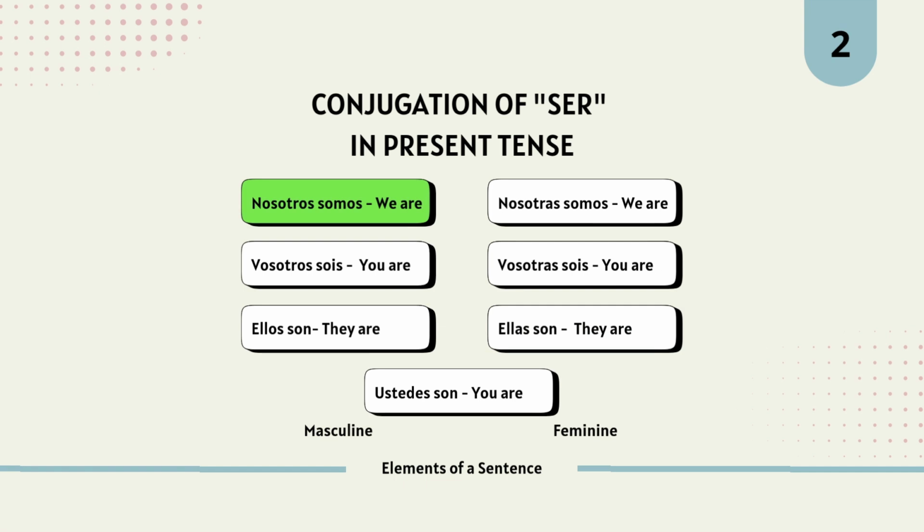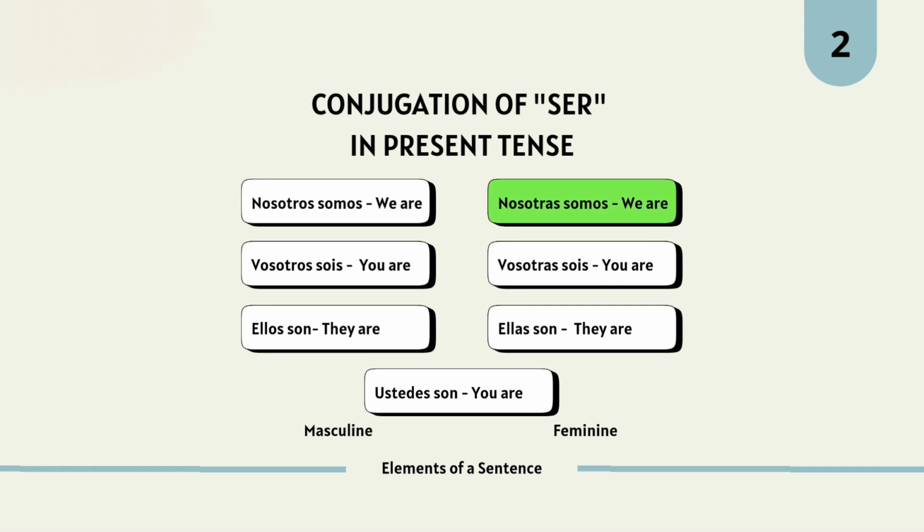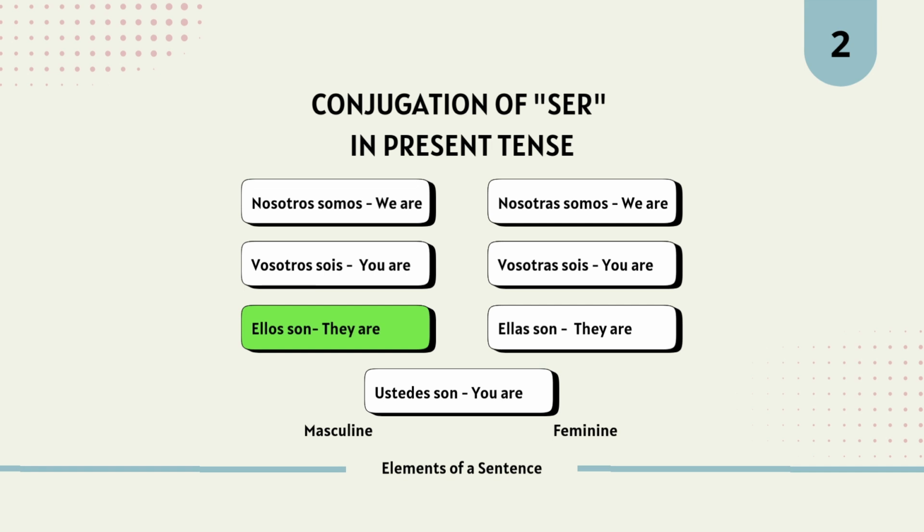Alright, let's continue with the plural ones. Nosotros somos, we are, in masculine form, or nosotras somos, we are in feminine form. Vosotros sois, you are, in masculine form, or vosotras sois, you are, in feminine form. Ellos son, they are, in masculine, or ellas son, they are, in feminine. And we have ustedes son, you are, mostly used in formal conversation.